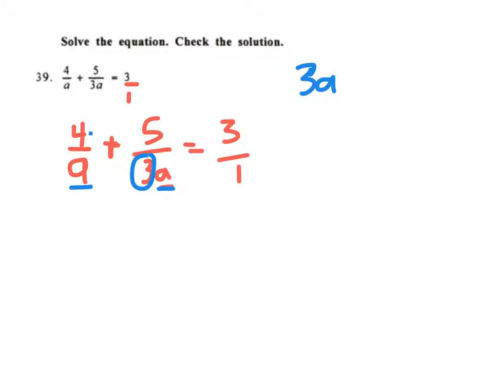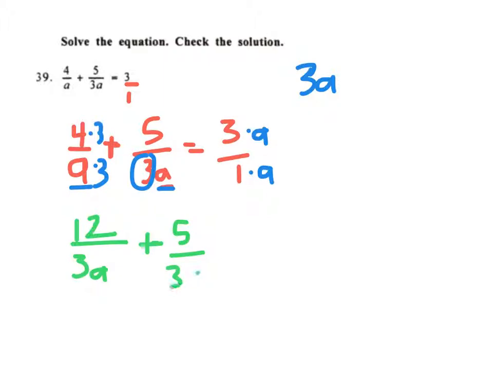For the first one, we're going to multiply the top and the bottom by 3 to get 3a. The second one's good to go, and the last one, we're going to multiply by a on the top and a on the bottom. When I do that, I have 4 times 3 gives me 12 over 3a, and then we have our plus 5 over 3a, and all of that equals... oh sorry, when I did this one I did it wrong. We actually have a 1 on the bottom, so we need to multiply by 3a and multiply by 3a.